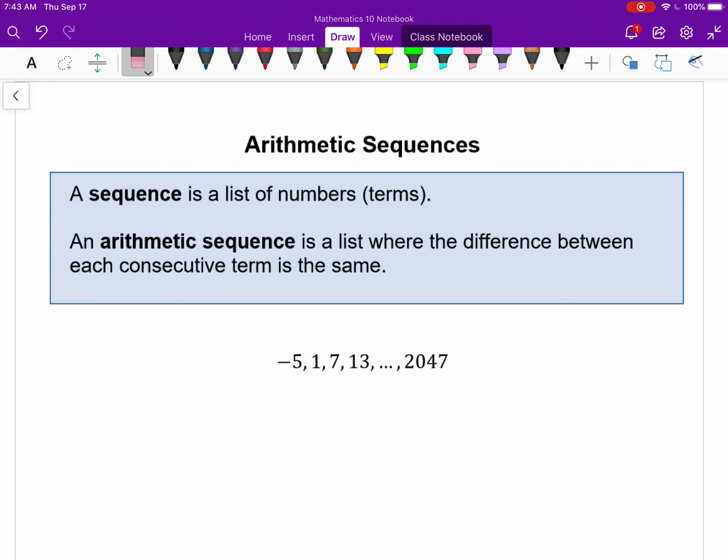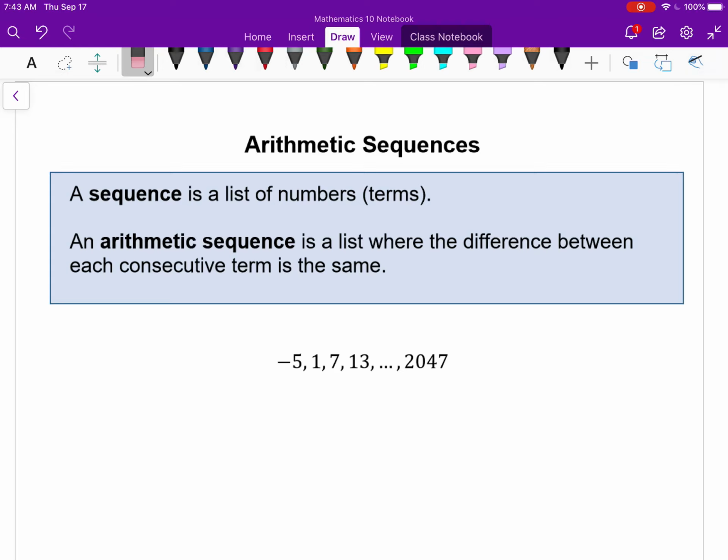All right, so these are notes for the last lesson in chapter 5. And there is another lesson, I should say the last main lesson in chapter 5. There's an optional lesson after this. But this is the last main lesson in chapter 5, which is on arithmetic sequences.